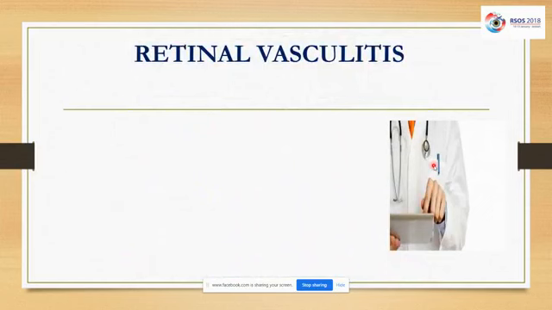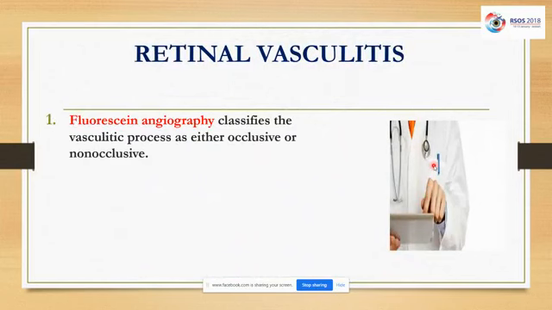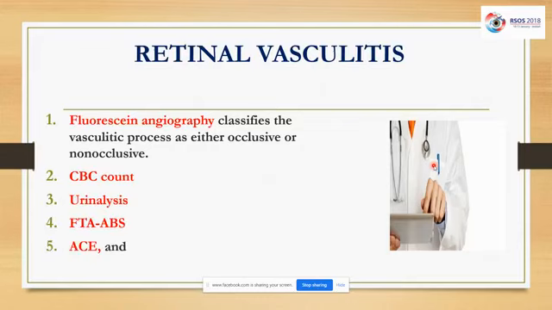So in retinal vasculitis, the main workup should include fluorescein angiography. This is to classify if the process of the vasculitis is occlusive or non-occlusive, the full blood count, the urine analysis, the fluorescent treponemal antibody test, angiotensin converting enzyme, chest radiography. So those are the main diagnostic workup, and based on your clinical findings and the history, as we mentioned in the flow chart of the diagnosis of retinal vasculitis, you request further workup based on that.